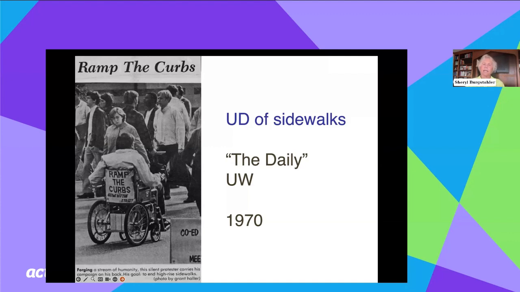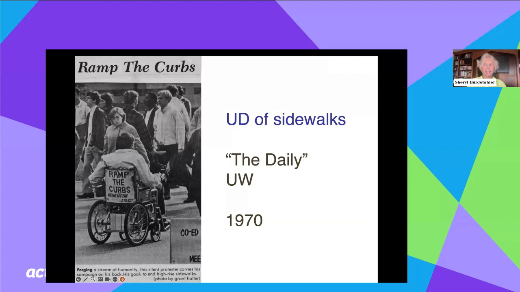And in this image, you'll see a person using a wheelchair. We see the back of his wheelchair, and he's in a crowd of students, probably going between classes at the University of Washington. And what it says on his back is, "Ramp the curbs, get me off the street," all in capital letters, which means he's shouting. And so he and many others back in the 70s protested about the inaccessibility of post-secondary campuses.